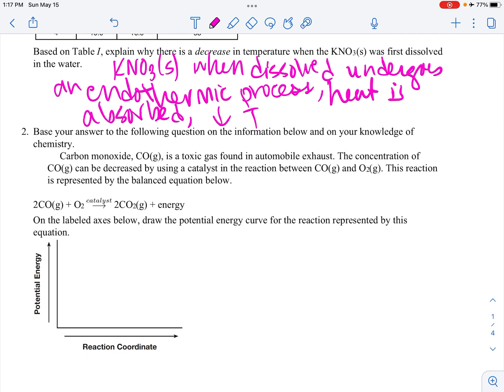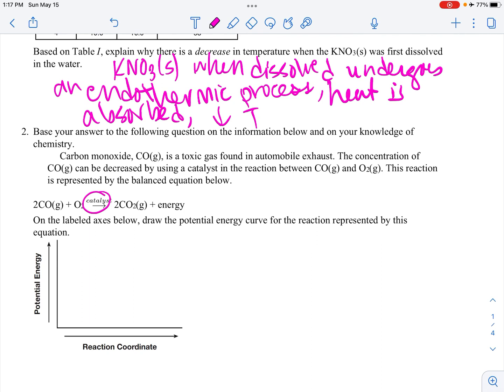Base your answer on the following question below. Carbon monoxide is a toxic gas found in automobile exhaust. The concentration of CO gas can be decreased by using a catalyst in the reaction between CO and O2. The reaction below is, here we go, catalyst over the reaction arrow. We should remember that catalysts speed up the rate of the reaction by decreasing activation energy and providing an alternate reaction pathway. It does not participate in the reaction. It just speeds it up.